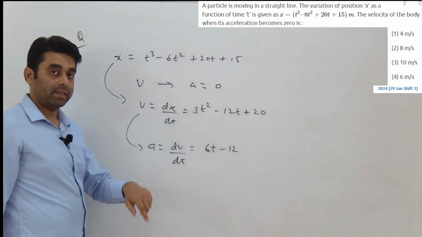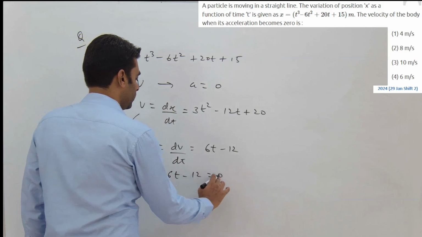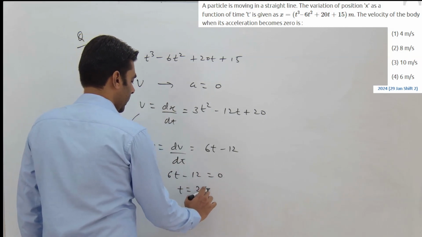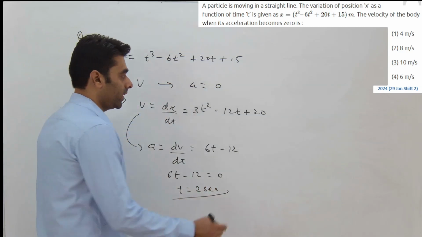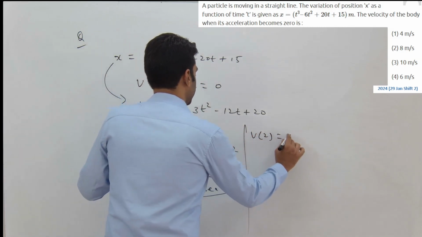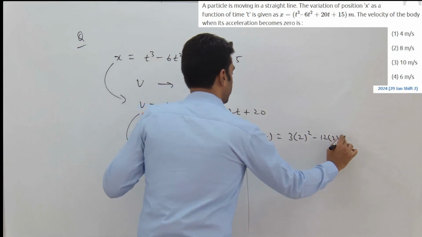At what time will acceleration become 0? So for acceleration 0, 6t minus 12 equals 0. So t value comes out to 12 by 6, which is 2 seconds. So at t equals 2 seconds, acceleration is 0. Now let's substitute 2 seconds in our velocity function. This v at 2 is 3 into 2 square minus 12 into 2 plus 20.